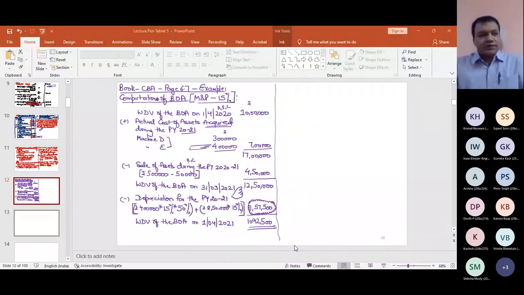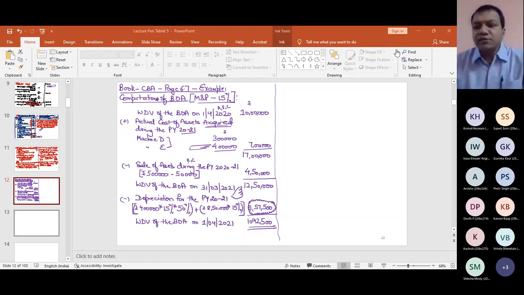Otherwise, please raise your hand if this point is clear. If this example is 100% clear without any slight doubt, please raise your hands. Okay, next point now.